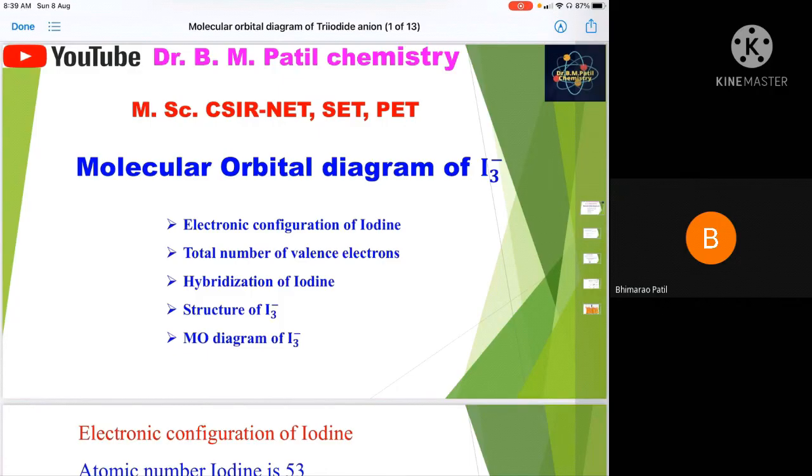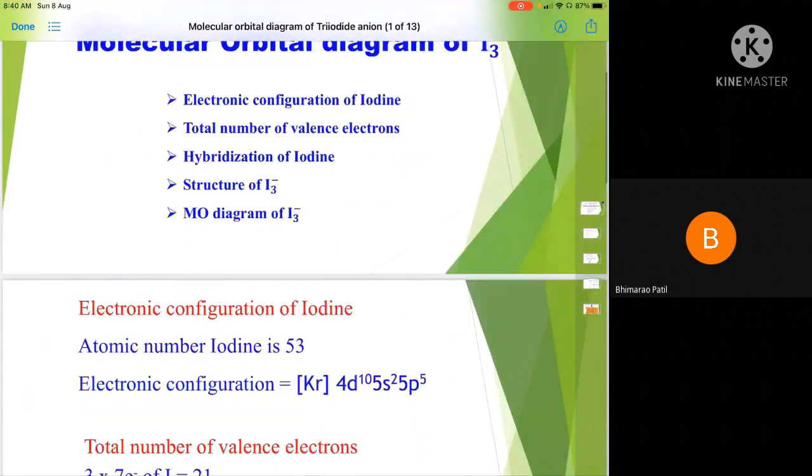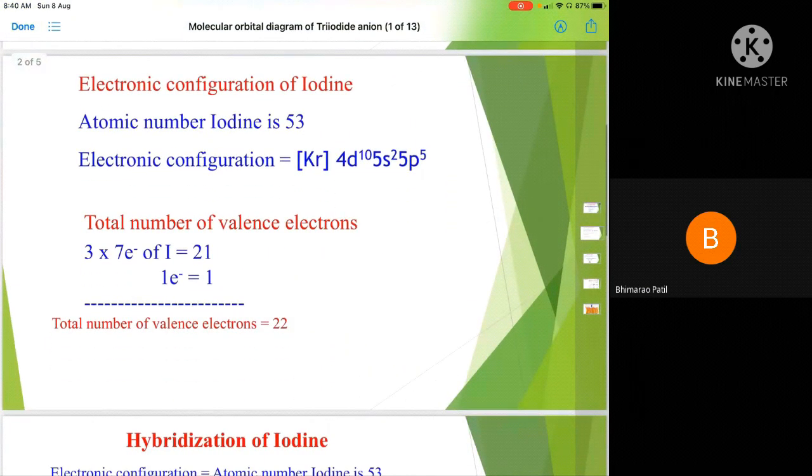Today I discuss the molecular orbital diagram of the I3 minus ion, that is, the triiodide ion. You know that the triiodide ion is an electron-rich ion. Under this heading, we discuss the electronic configuration of iodine, the total number of valence electrons present in the triiodide ion, then the hybridization of iodine in the triiodide ion, the structure of the triiodide ion, and the molecular orbital diagram of the I3 minus ion. Let's go to the electronic configuration of iodine.